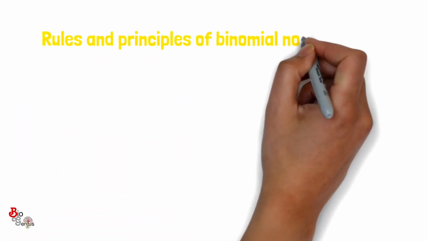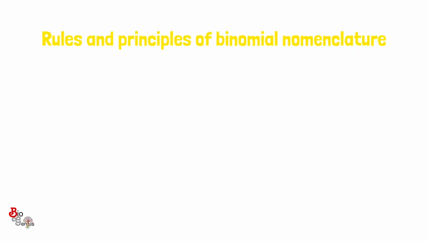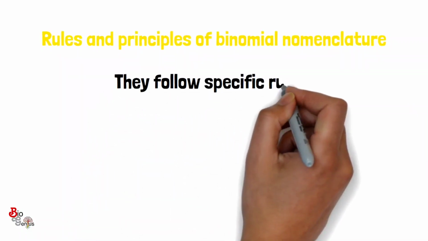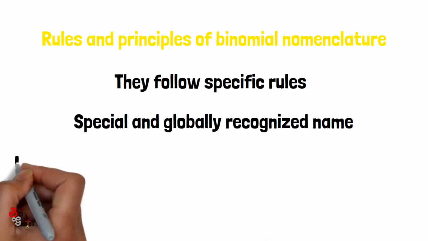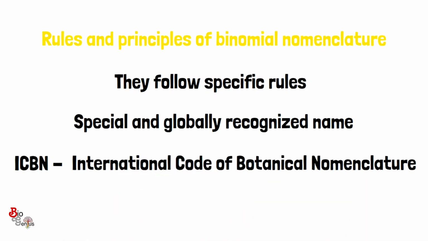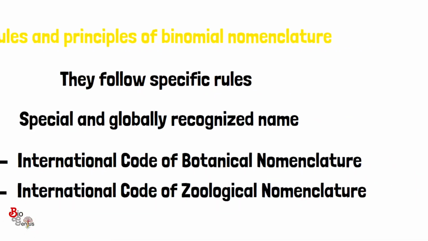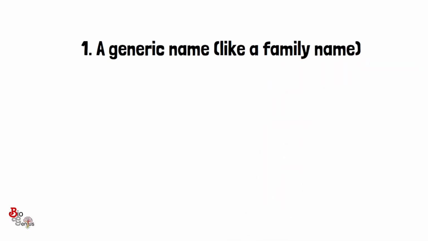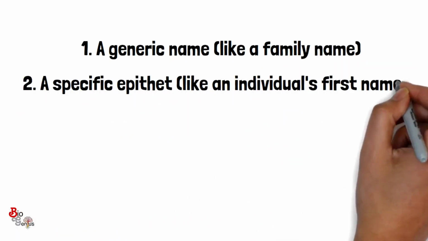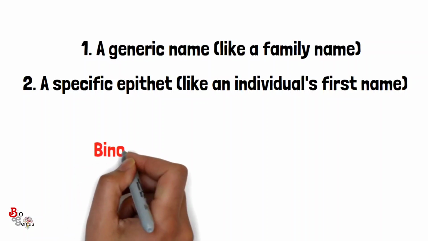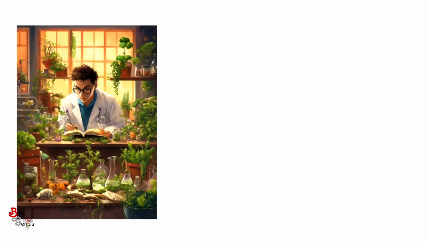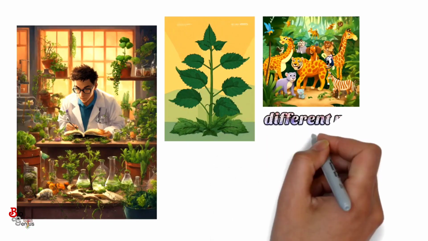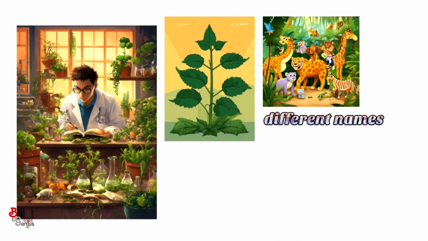Rules and principles of binomial nomenclature. When scientists name plants and animals, they follow specific rules to ensure that each living thing has a special and globally recognized name. There are two sets of rules, one for plants and one for animals. The rules involve using a generic name like a family name and a specific epithet like an individual's first name. This two-part naming system is called binomial, meaning two names. By following these rules, scientists can give each plant and animal a name that everyone can understand and agree upon, no matter where they are in this world.